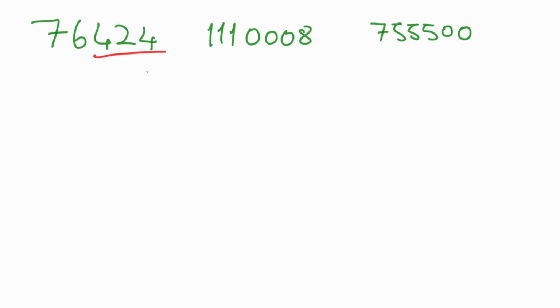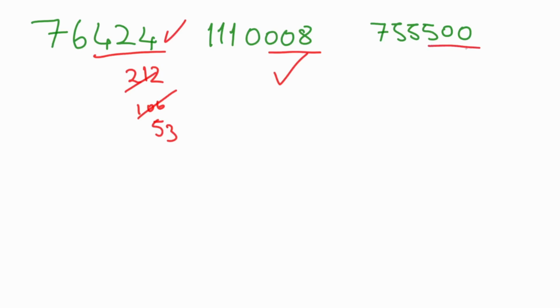So 423 divided by 2 would be 212. That divided by 2 would be 106. And 106 divided by 2 would be 53. So it is divisible by 8. Let's look at this number. Well, the last 3 digits are 008, which is 8, and 8 is divisible by 8.